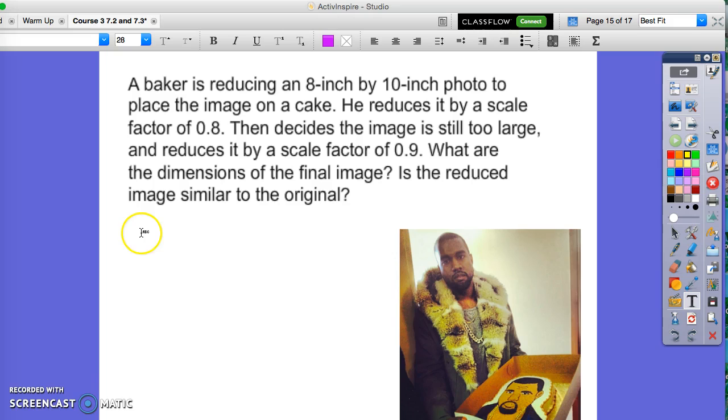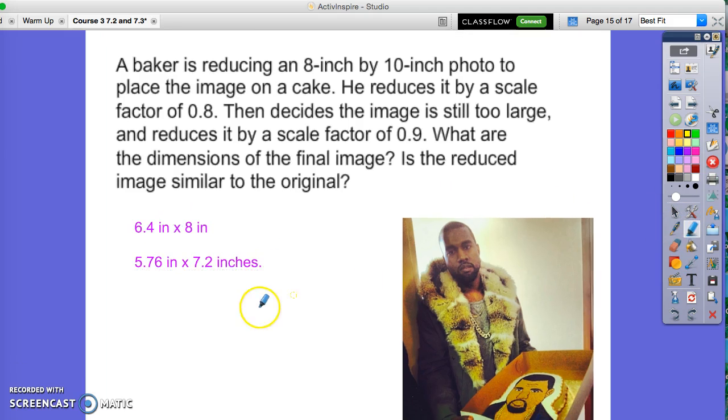So the first one, I'm going to take my 8 by 10 times 0.8, so 8 times 0.8 is 6.4 inches by 10 times 0.8 is 8 inches, but that's still too big, so now we have to take those numbers times 0.9. So 6.4 times 0.9 is 5.76 inches by 8 times 0.9 is 7.2 inches, and that's our final answer, the second one here.